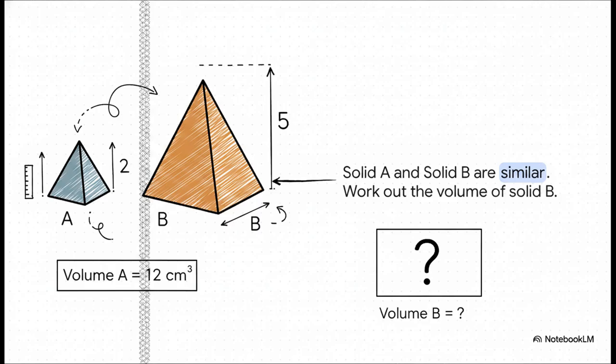Here's our problem. We've got these two solids, A and B, and the most important word on the page here is similar. That's the key. So you can see the heights are in a ratio of 2 to 5. We know the volume of the little guy, A, is 12 cubic centimeters. So the mission: find the volume of the big one, B.